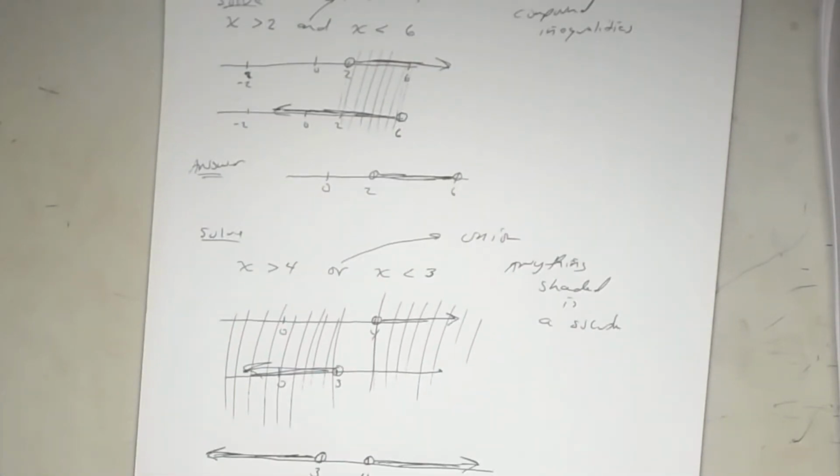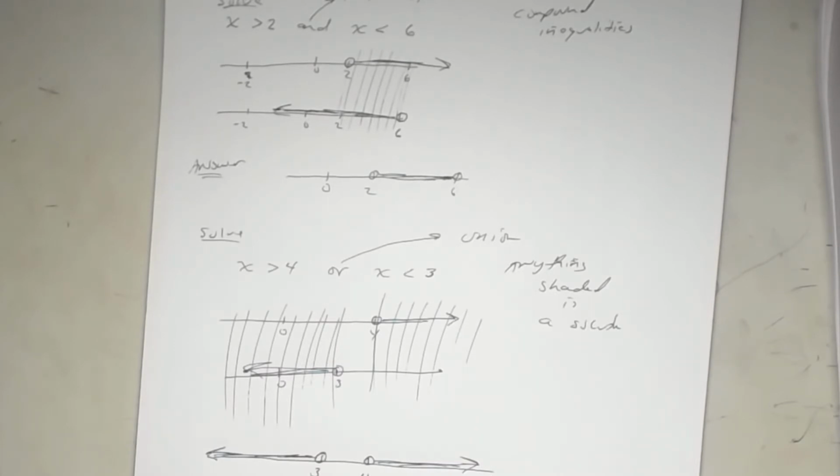Remember, in our statement, anything that's shaded is a solution, because it satisfies at least one of them. It doesn't have to satisfy both. It's got to satisfy at least one. And for an "and" statement, it's got to satisfy both. So that's why you look for the intersection. An "and" statement, you look for the intersection.